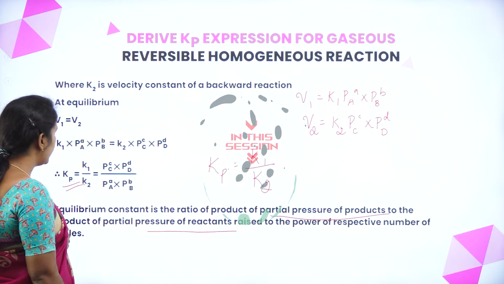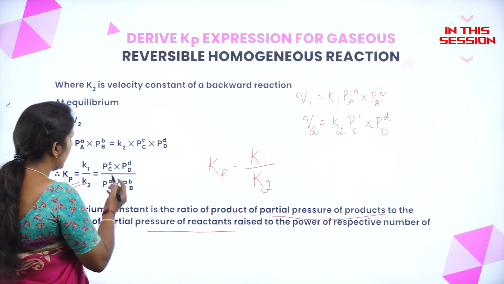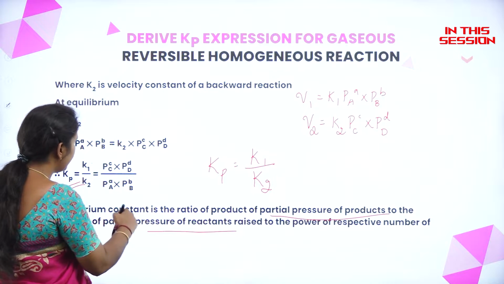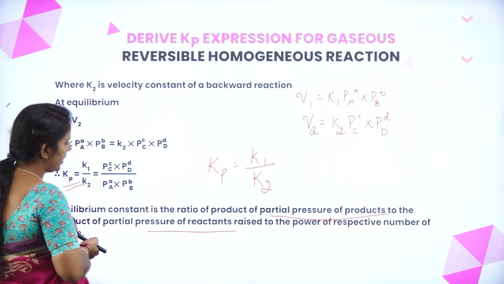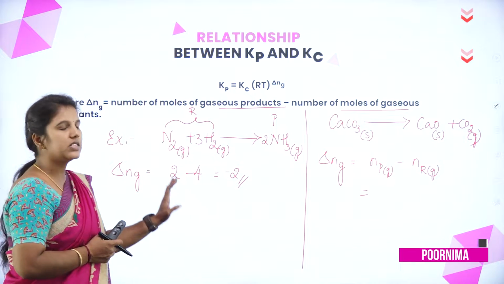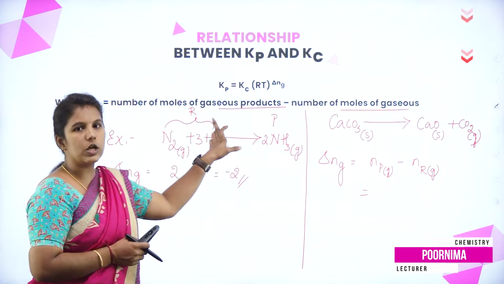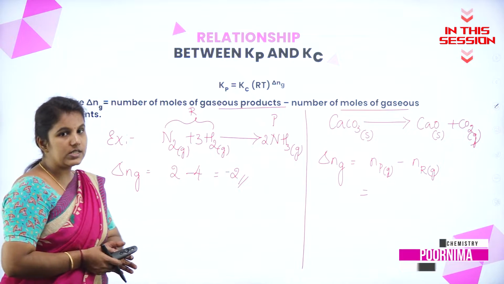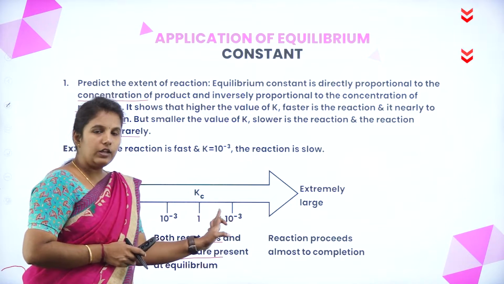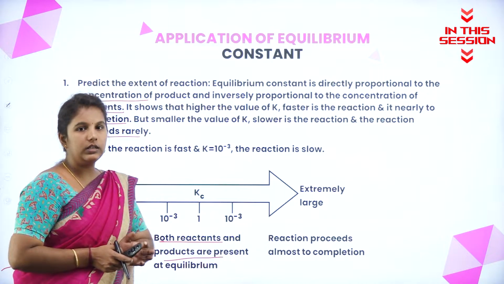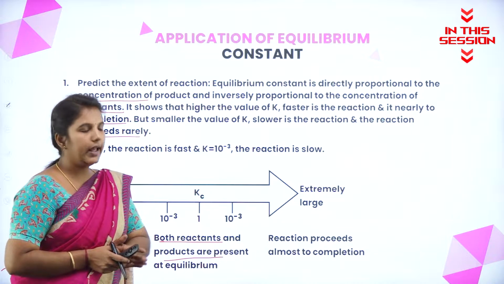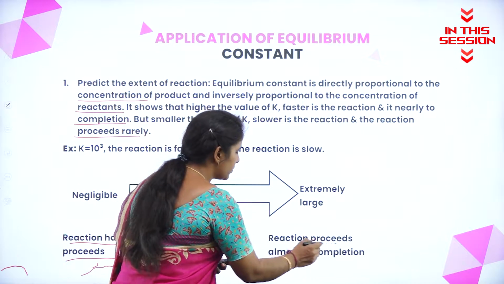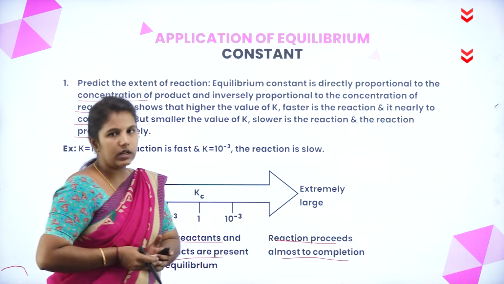Equal to K1 divided by K2, which is nothing but the partial pressure of the product divided by the partial pressure of the reactant. The delta Ng stands for the number of moles of gaseous product minus the number of moles of gaseous reactant. If the value of Kc is above 10 to the power of plus 3, then we can say that the reaction proceeds almost to completion.